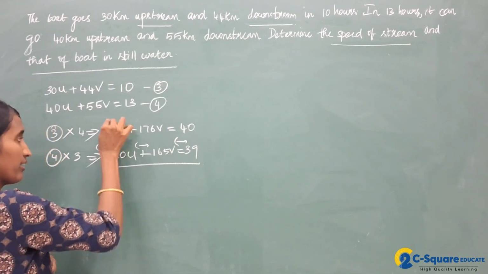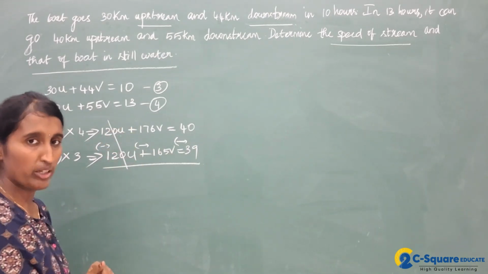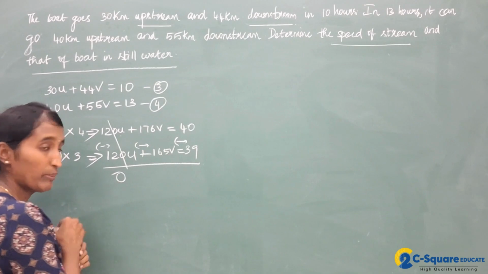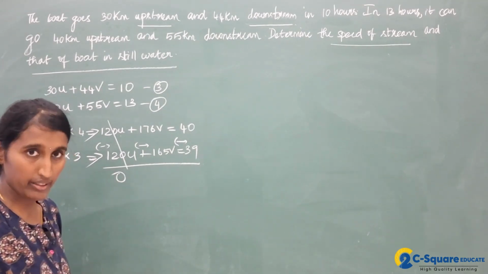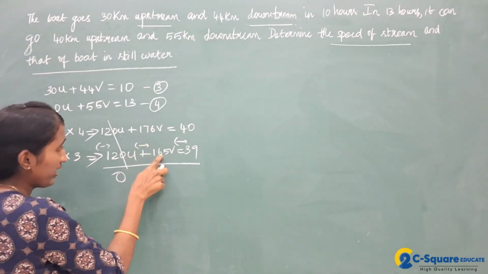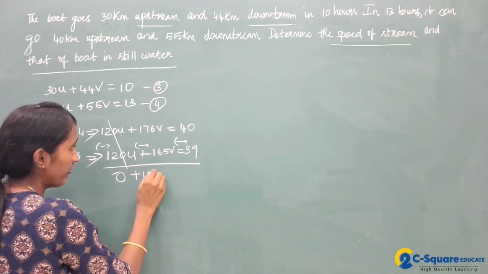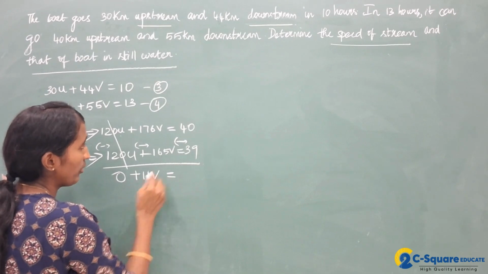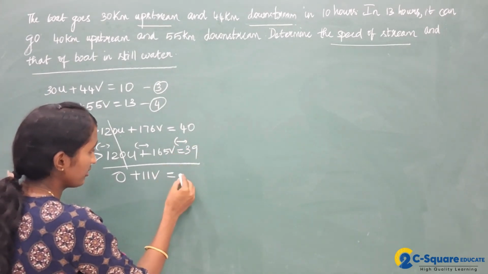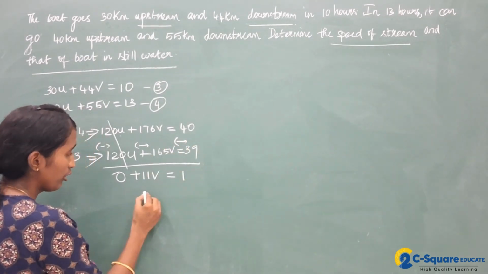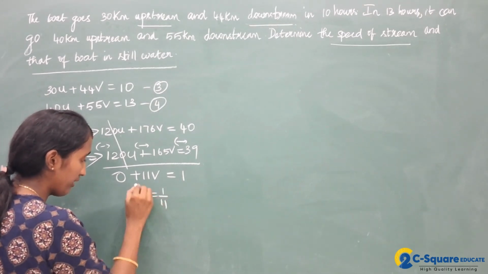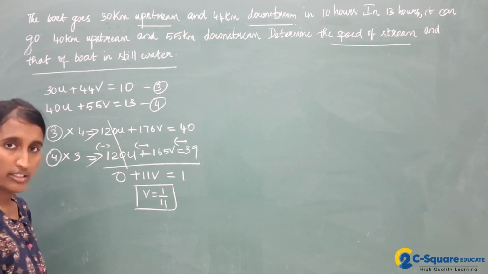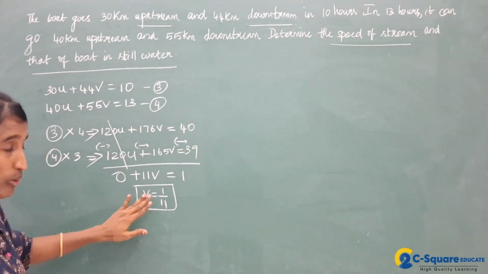If I subtract, u goes off. 120u minus 120u is 0. So the variable u is eliminated. And 176 minus 165 will be 11v, and that is equal to 40 minus 13, which is 39, is 1. So v will be 1 by 11. So I got one value, v as 1 by 11.